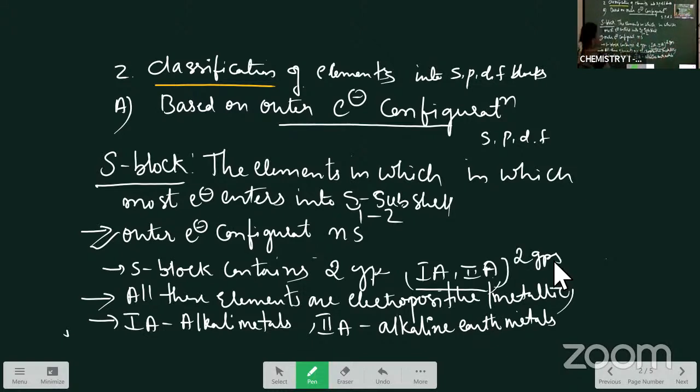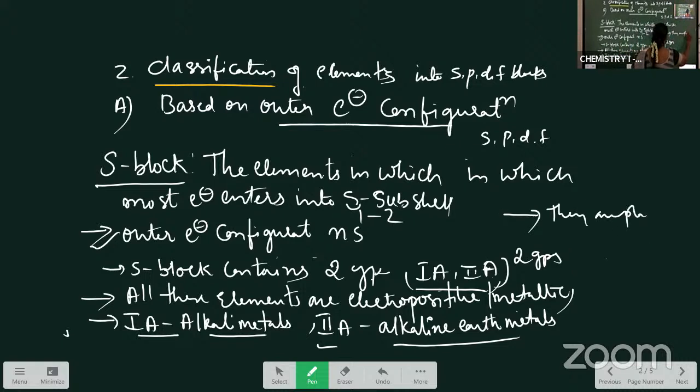Now, what is the nature of these elements? They are electropositive or metallic in nature. Now, what groups are present? 1A, which is commonly called alkali metals, and 2A, which is commonly called alkaline earth metals. Here, what is the position? They are placed at the left side in the periodic table. Please write down this point.